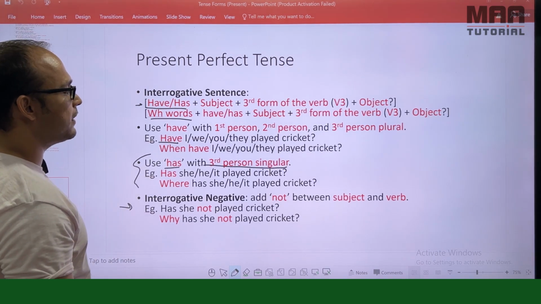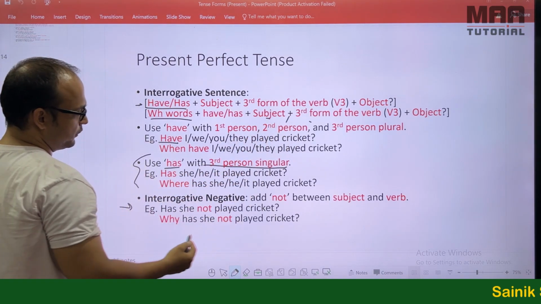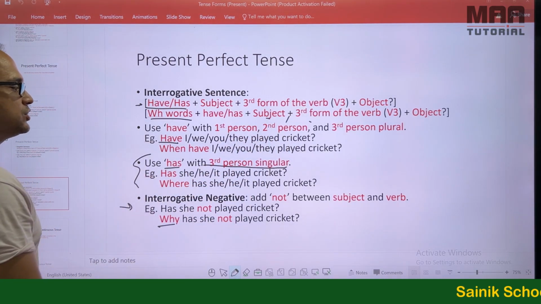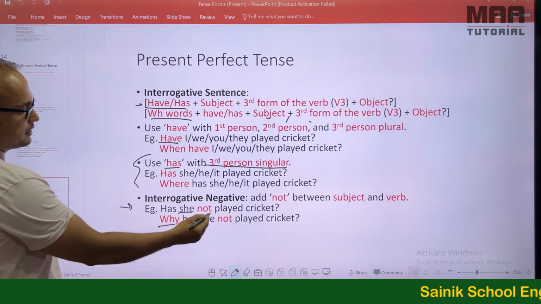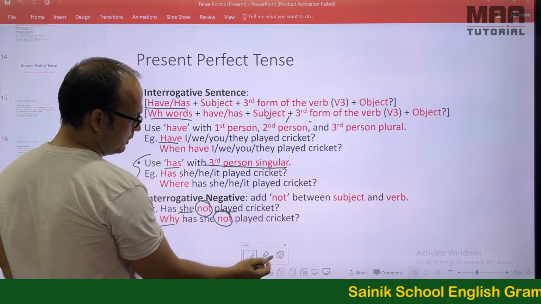Now interrogative negative: add not between subject and verb. Again, between the subject and verb, you can add the not. For example, why has she not played cricket? Has she not played cricket? This is the subject, this is the verb. We are adding not, which is the adverb of negation, in between those.